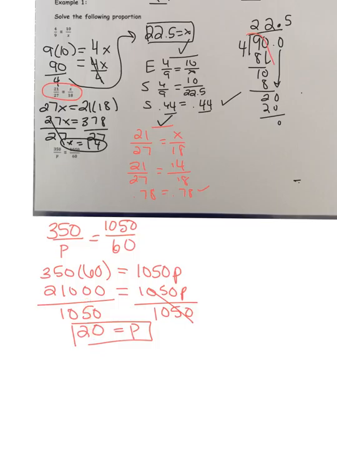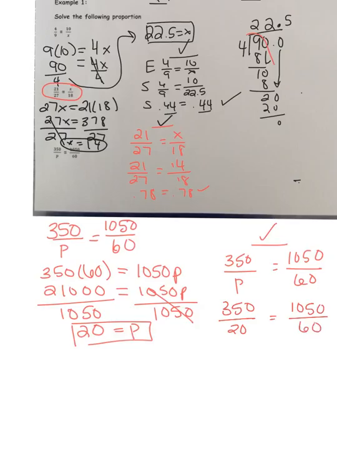In order to check this problem, we'll do our check over here. 350 over p equals 1050 over 60. Just a reminder for you guys, remember the first step in our ESS check is to simply rewrite the original equation. Second step, we're going to substitute in for p. We found that p is 20, so 350 over 20 equals 1050 times, oh, that doesn't really look like a 50, does it? Let's rewrite that.